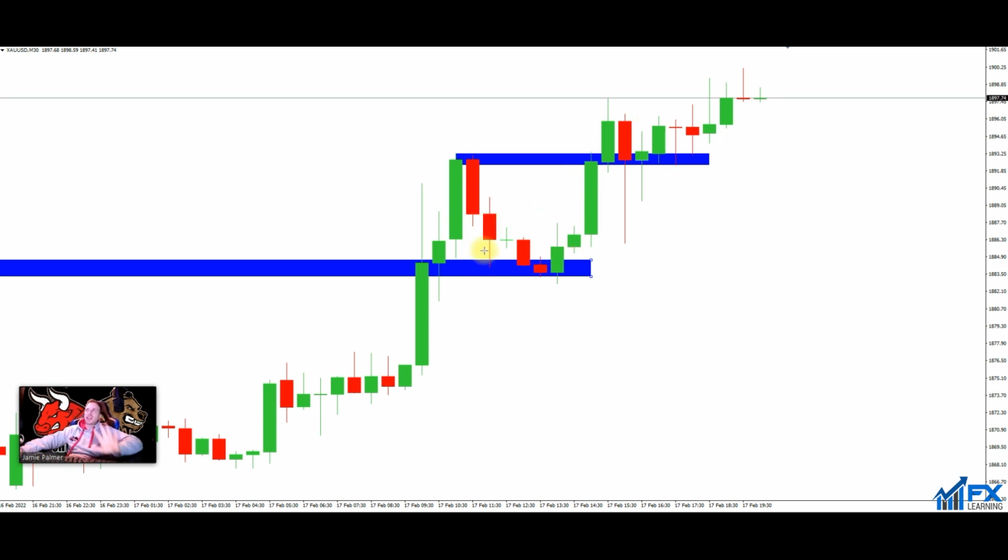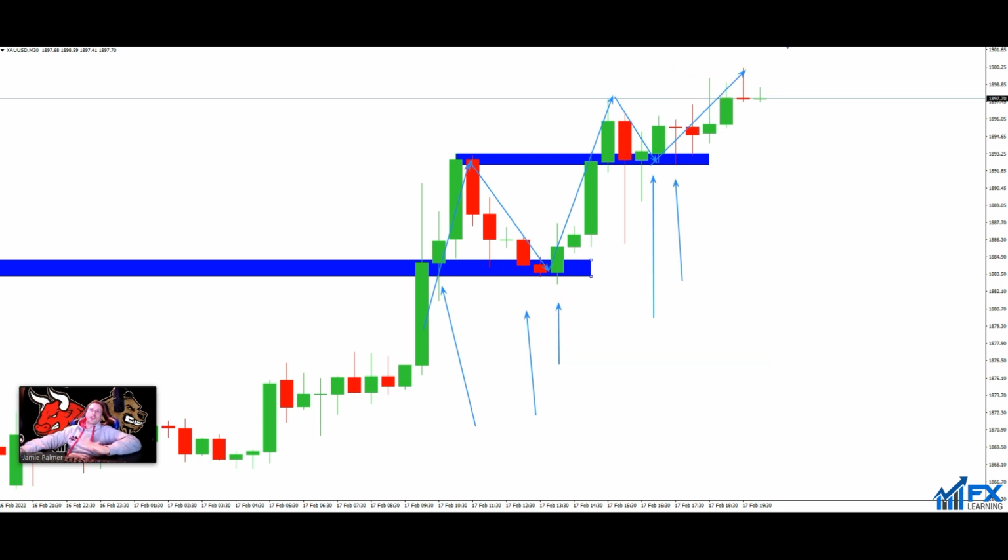This is a lot clearer now on the 30 minutes. You can see how we had this area of structure. Price broke it, created a new high, came back down. This is where you would buy from. You would then see it break structure again. You've got your second area of buy. And again, you would buy here and you would buy here.